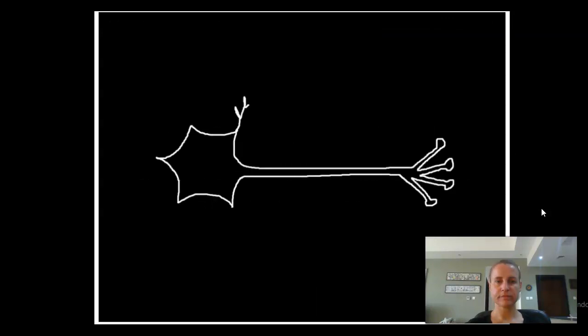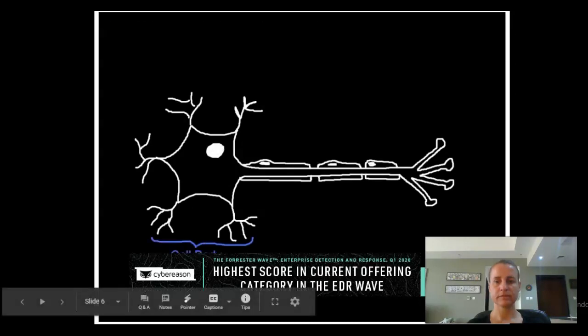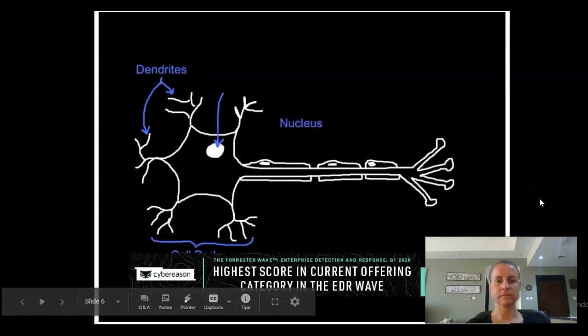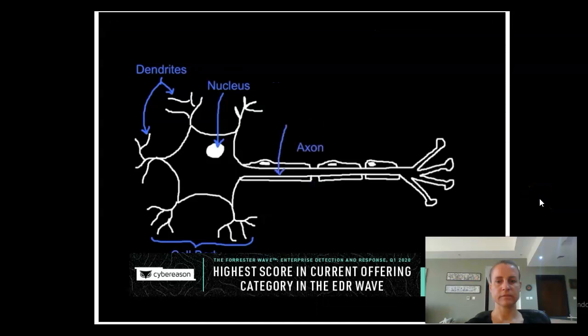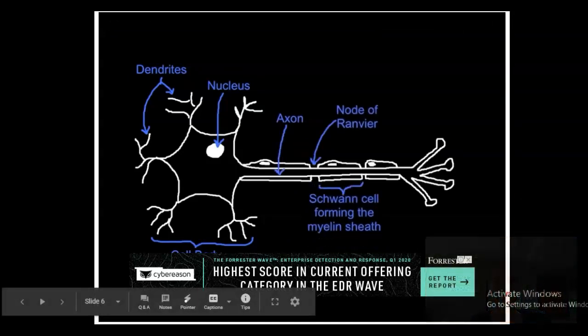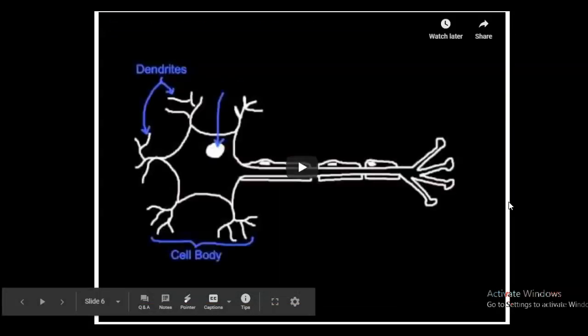Drawing and labelling the structure of a motor neuron is something that you can practice to ensure all of the relevant parts are clear. Your diagram should include labels for the cell body, the dendrites, the nucleus found within the cell body, the axon, the node of Ranvier, the space between the Schwann cells, and then the Schwann cells which form the myelin sheath, the motor end plates, and finally the cell membrane which surrounds the entire neuron.